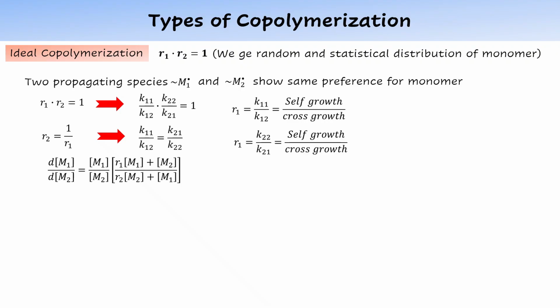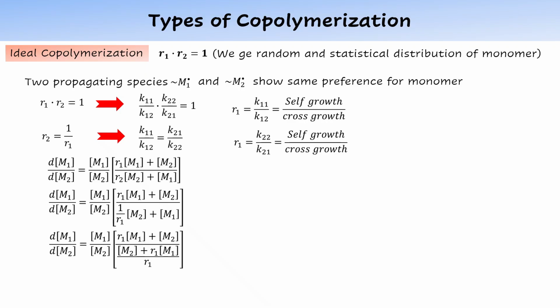Substituting the value of R2 is equal to 1 over R1 into the Mayo-Lewis equation and simplifying, we obtain the rate of change of the concentration of monomer M1 with respect to monomer M2 is equal to the product of reactivity ratio R1 and the concentration of M1 divided by the concentration of M2.